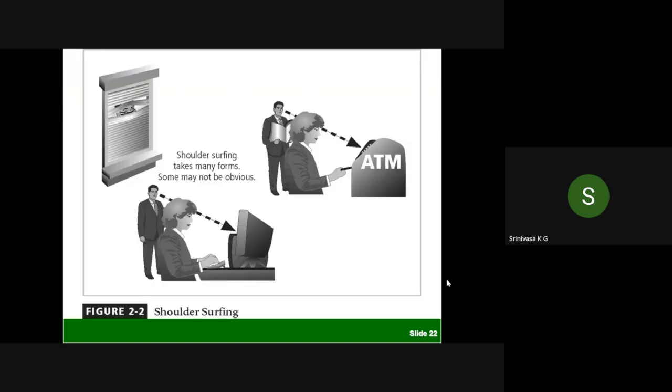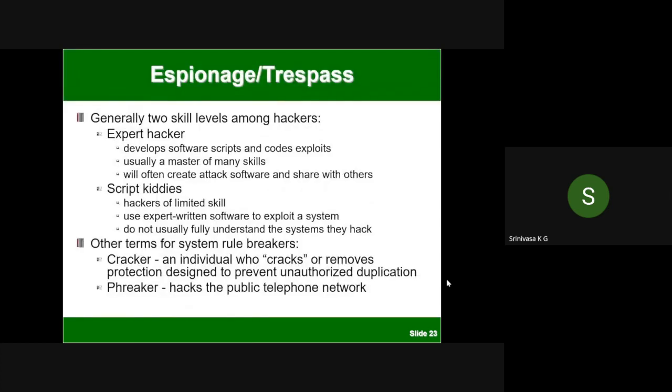What is shoulder surfing? Shoulder surfing takes place in many forms. It may not be obvious. Then trespass: there are generally two skill levels among hackers.